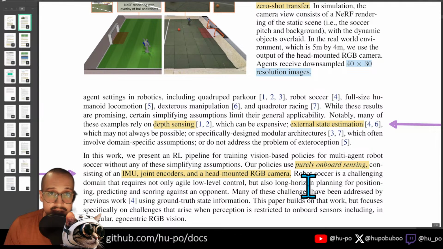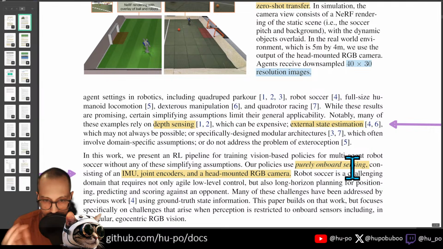Pixel to action. Yeah, basically end to end is pixel to action in this case. Okay. In this work, we present an RL pipeline for training vision-based policies. Our policies use purely onboard sensing, which is also difficult to do, right? They could have done this very easily with the compute running on a server and then just streamed it to the robot, but they actually run the models on the robot itself.